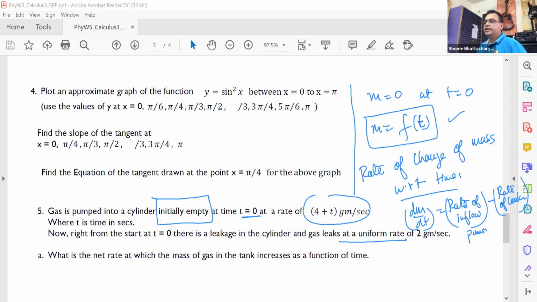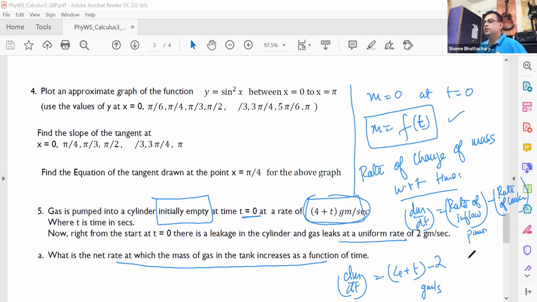Yes, sir. Okay. Now the rate of inflow, that is a variable quantity, which just means that from time to time it changes. At t equal to 0, it was 4 grams per second. But by the time the time is 1 second, I've increased the rate to 5 grams per second. By the time it's 10 seconds, I've increased it to 14 grams per second. Whereas the rate of leakage is constant at 2. So the rate at which mass of the gas in the tank increases as a function of time is simply the algebraic sum of these two, so that it becomes 2 plus t in grams per second.